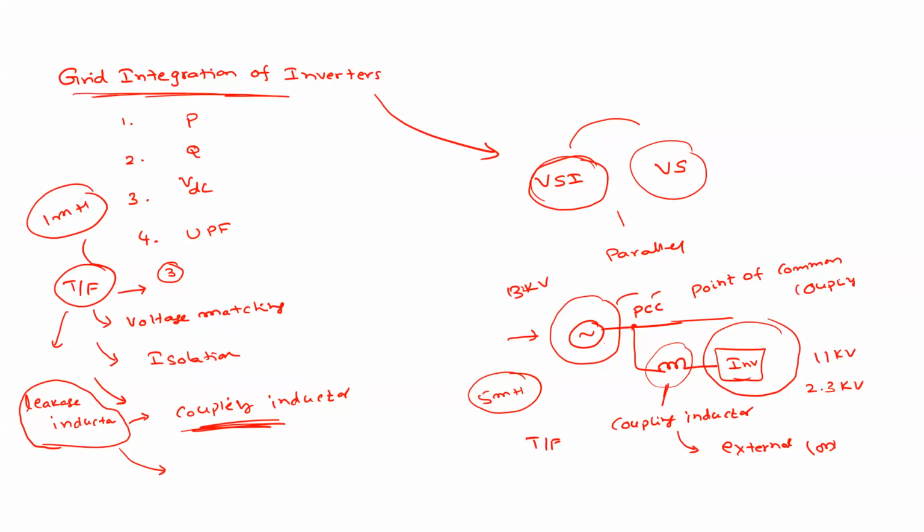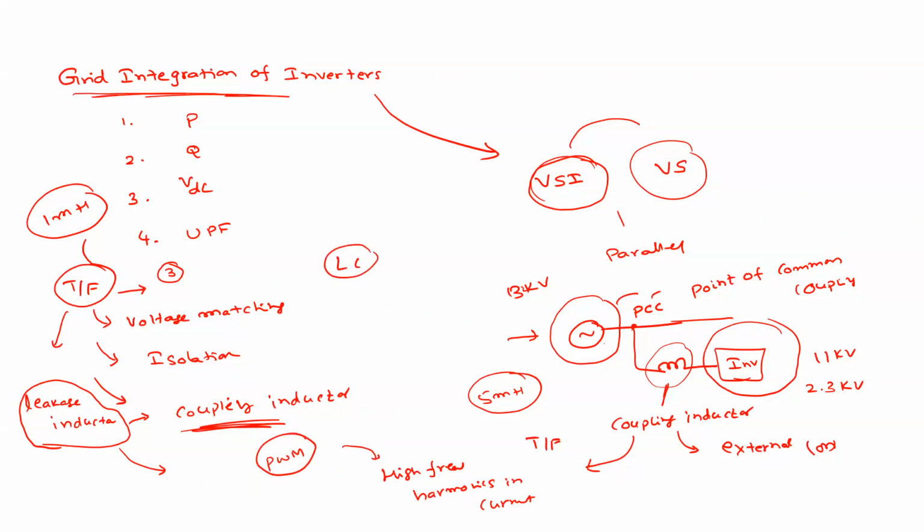Another advantage of this coupled inductor is that it will suppress the high frequency harmonics in the current. These high frequency harmonics come from the PWM operation of the inverter, and they are suppressed by these inductors. Either we connect this directly, or else we can use an LC filter.